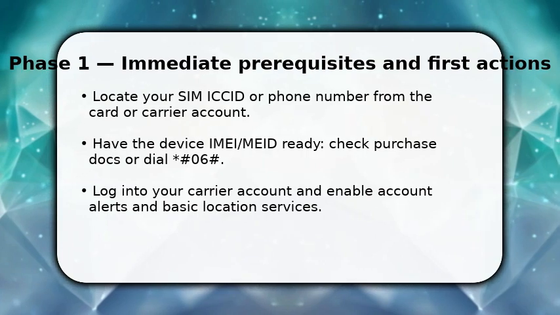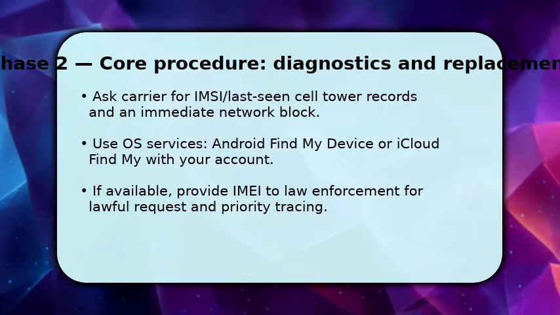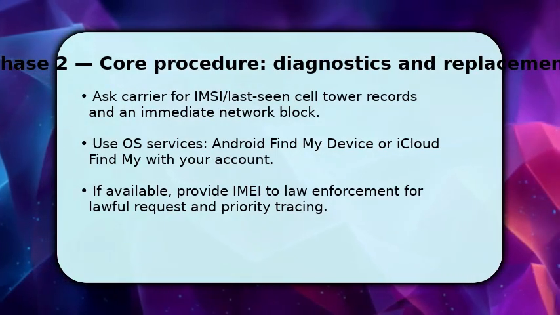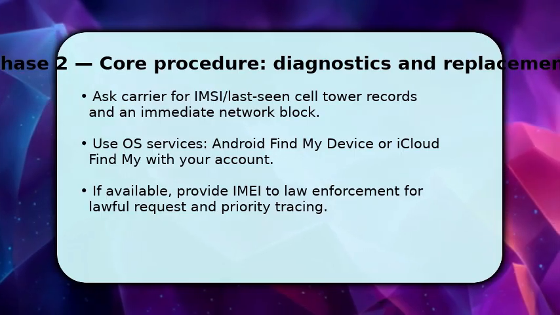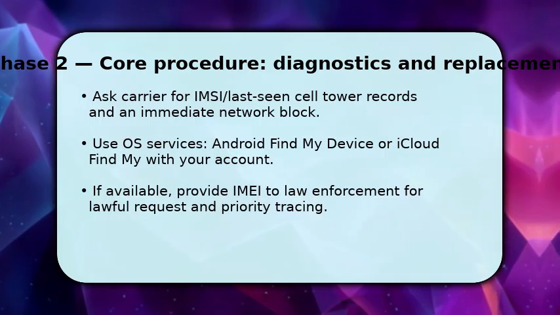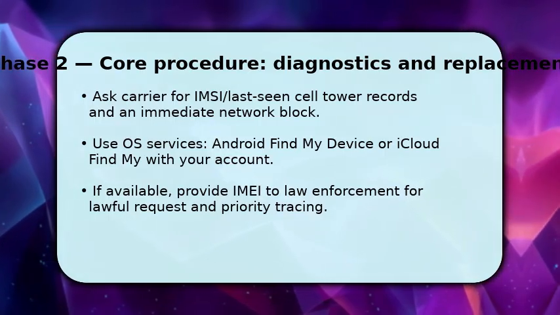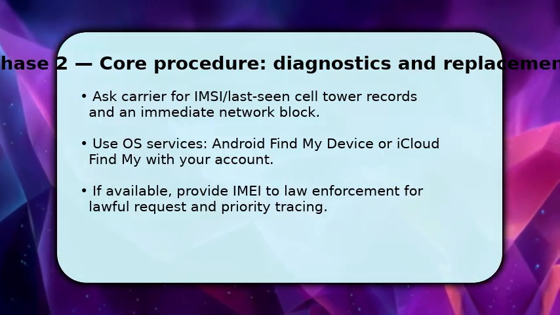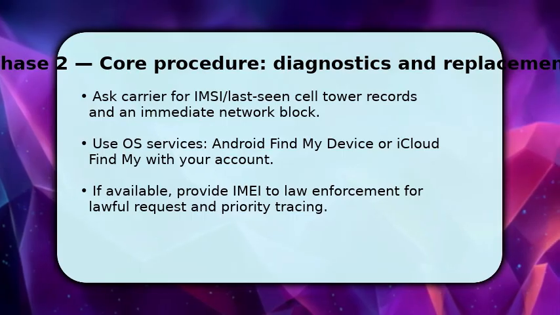Now call your carrier to report it. Once the carrier has your ICCID and IMEI, they can pull MSISDN mappings and last seen cell tower hits. This narrows the area. While they run that, sign into Android Find My Device or iCloud Find My to ping the phone remotely. This explains how you may get a live location versus a cached point.